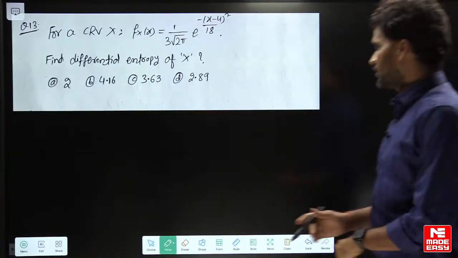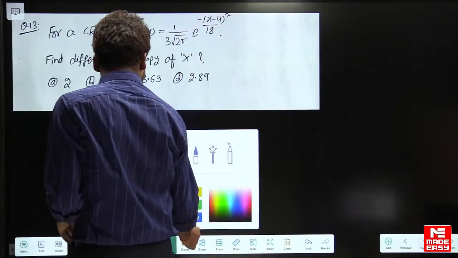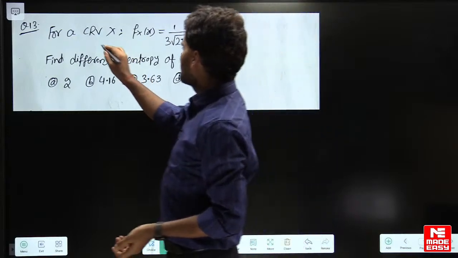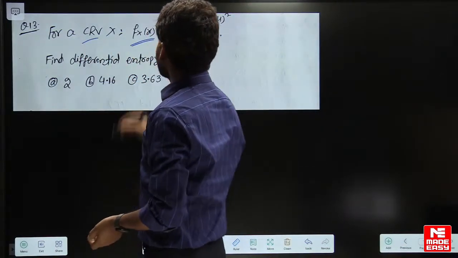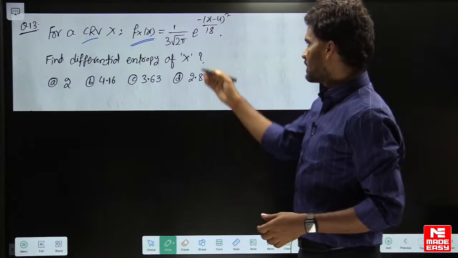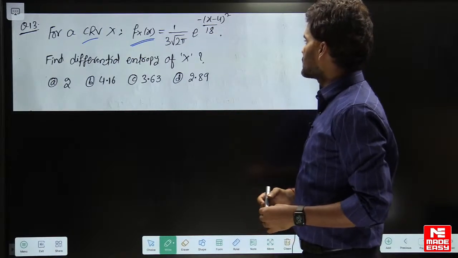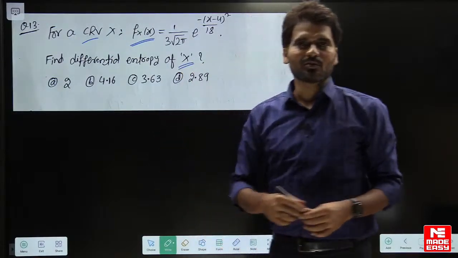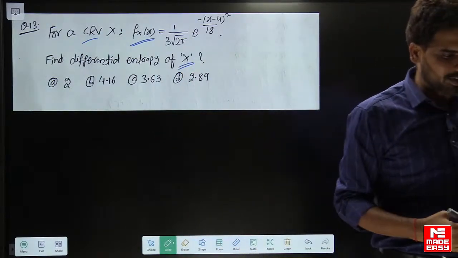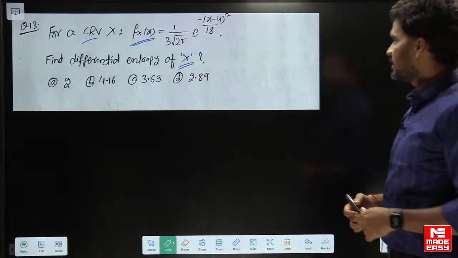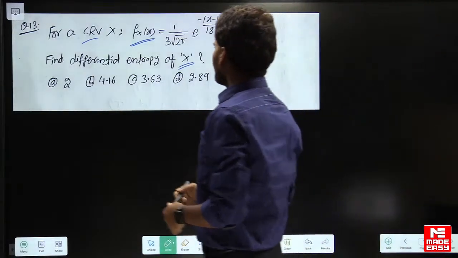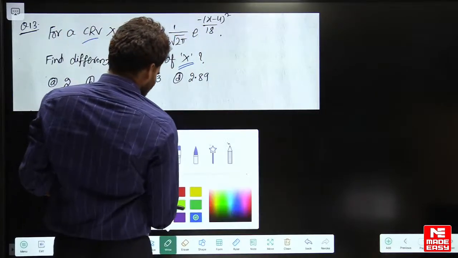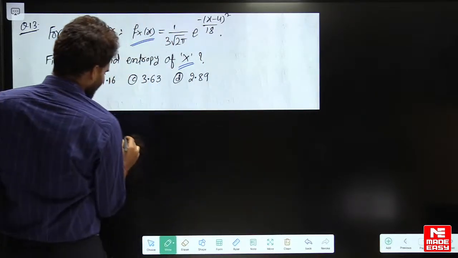So if you see the next question: for a continuous random variable, CRV means continuous random variable, the density function is given, f_X(x) = 1 by 3 root 2 pi e power minus (x minus 4) squared by 18. Find the differential entropy of X. So this question is about finding the differential entropy of the given random variable. This is of course a Gaussian random variable, a Gaussian density function.